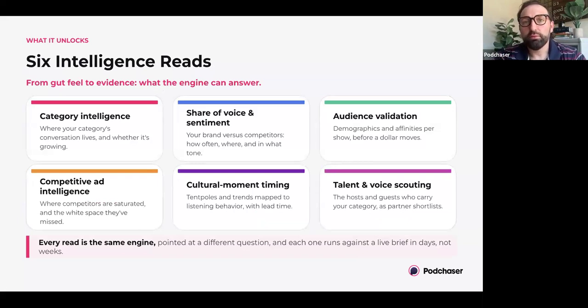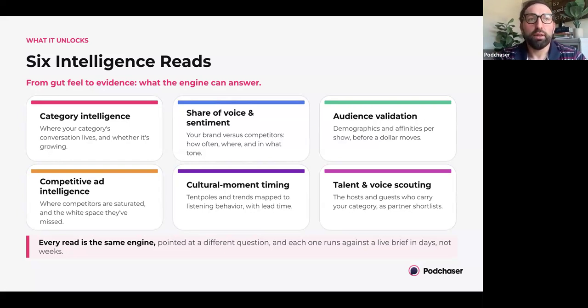So, great. That's an intelligence read, but what does it actually mean? These are our six most common intelligence reads that we've been running, both internally as well as on behalf of clients. One point of note here: you can run these in concert, you can combine multiple, you can do intel reads on all six of them at the same time if you desire. But the six most popular ones that we've seen so far are category intelligence, so where your category's conversation lives and whether it's growing.